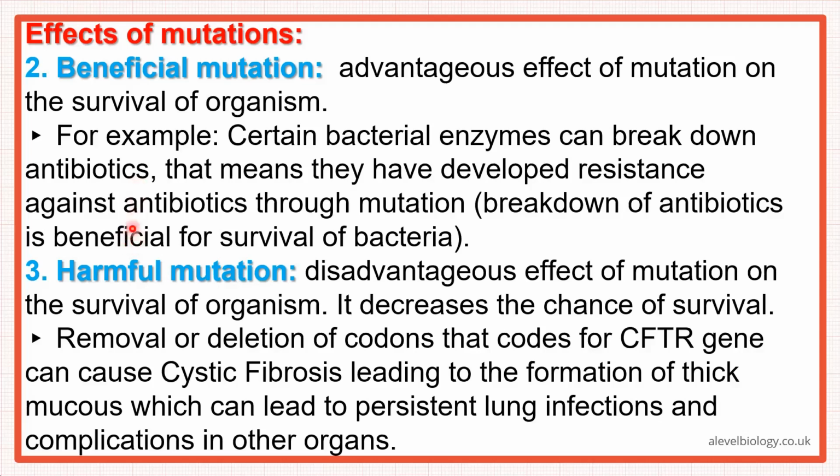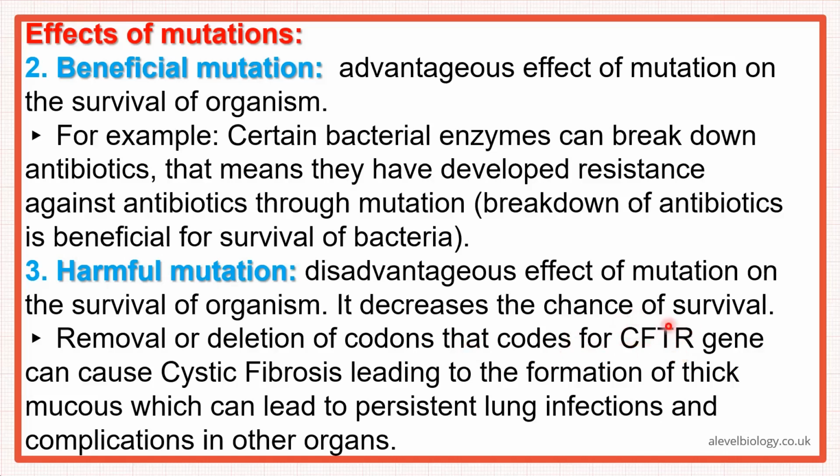Third type of effect of mutation is harmful mutation, ठीक है. Harmful definitely इसमें तो disadvantage है, ठीक है, and the disadvantage is basically in the survival of the organism. So it decreases the chances of survival. So harmful mutation generally होती हैं deletion की वजह से, right? So removal or deletion of codons that code for the CFTR gene.